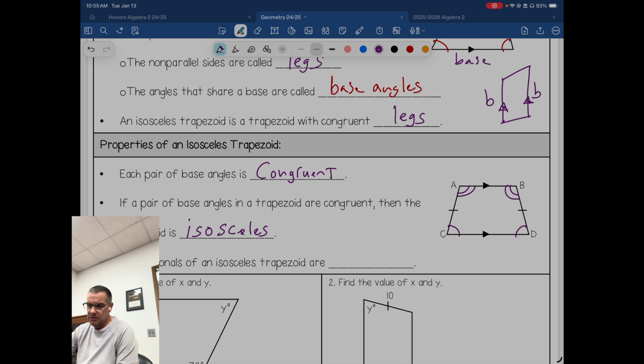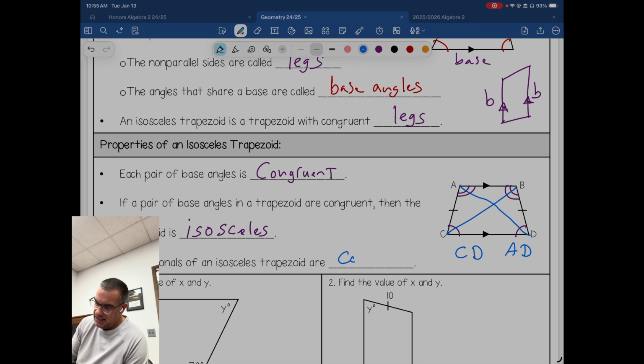The last thing about the isosceles trapezoid talks about the diagonals. Now remember, a diagonal goes from one vertex to another vertex that doesn't share a side. So we've got these two diagonals here, CD and AD. And in an isosceles trapezoid, the diagonals are congruent. Meaning they're going to have the same length. So CD and AB are congruent to each other. So those are some of the things that we can put together now.